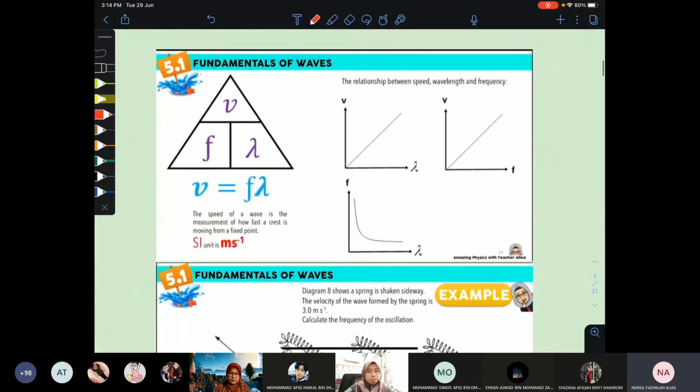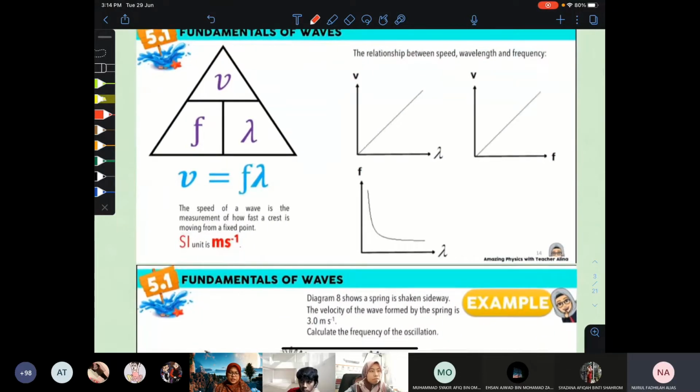Next, when we talk about wave, we talk about speed of wave. I think Cikgu Zaimah has joined. Assalamualaikum Cikgu Zaimah.